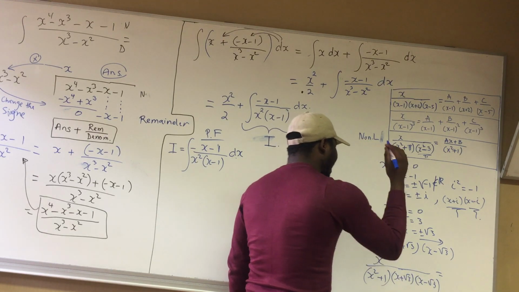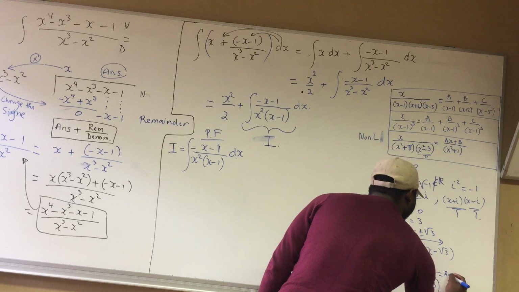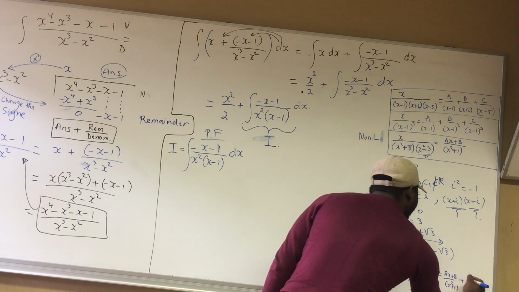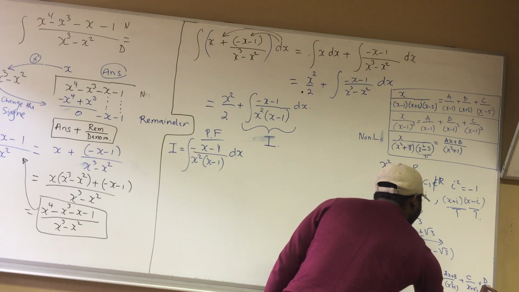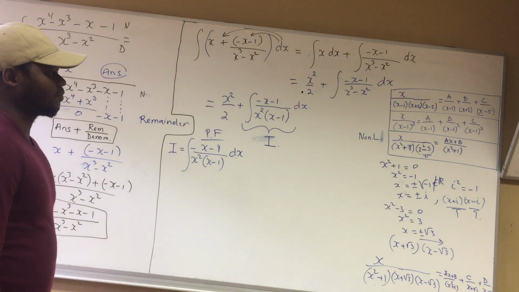Then I can claim the first part will be ax plus b divided by x squared plus 1. The second part will be a. Actually, you have to change. You can put c here, c divided by x plus square root of 3, plus b divided by x minus square root of 3. Alright? Good.